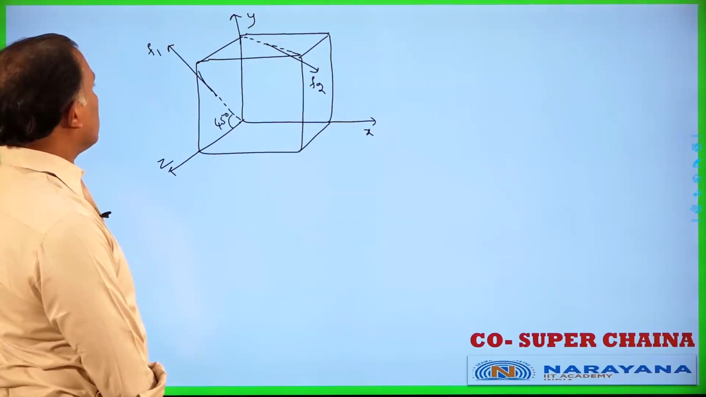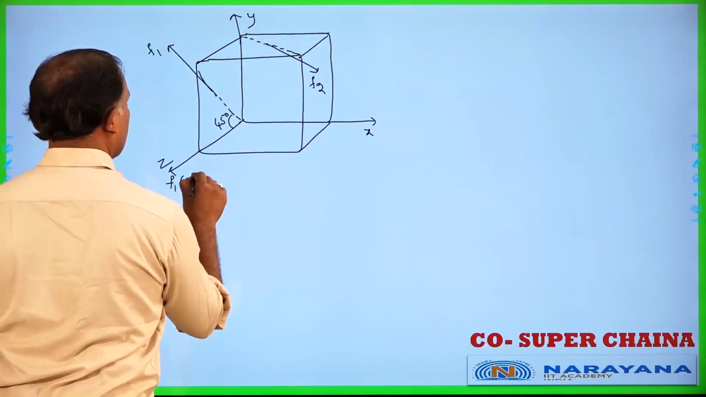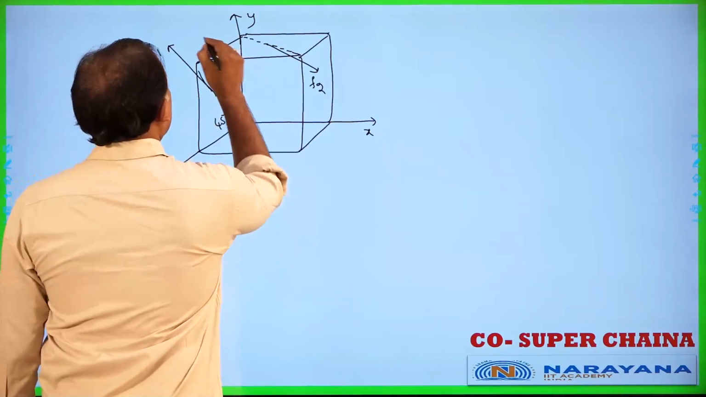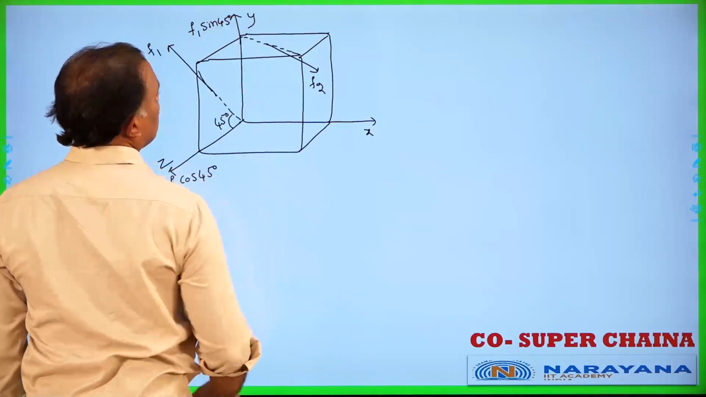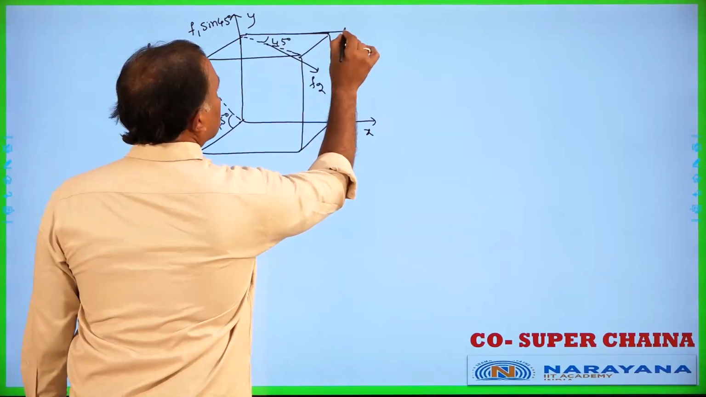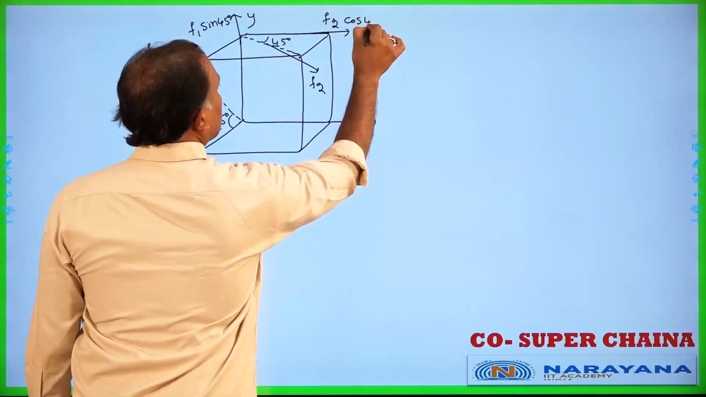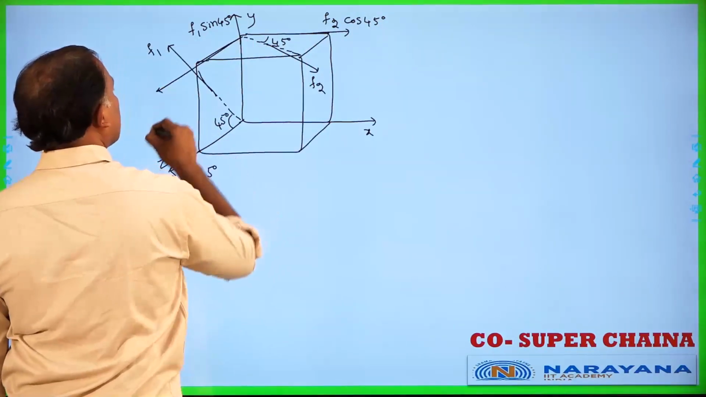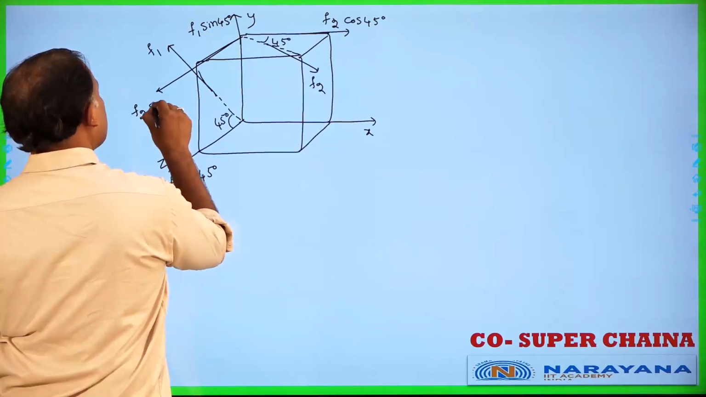Now I am resolving that F into components. So F1 cos 45 this side, and here upward F1 sin 45, and here F2 again 45 degree, and this is F2 cos 45, and this side F2 sin 45.